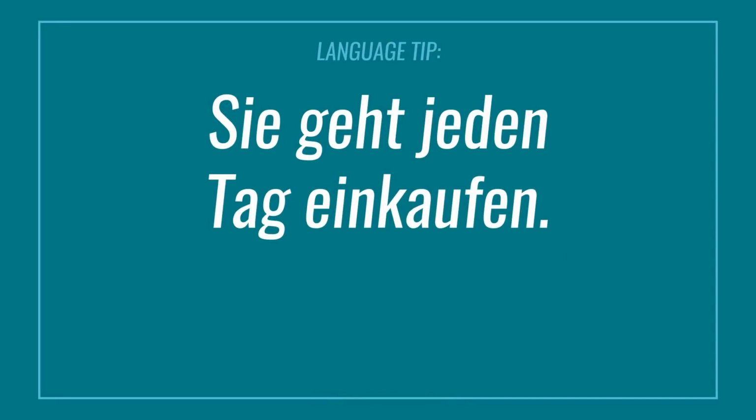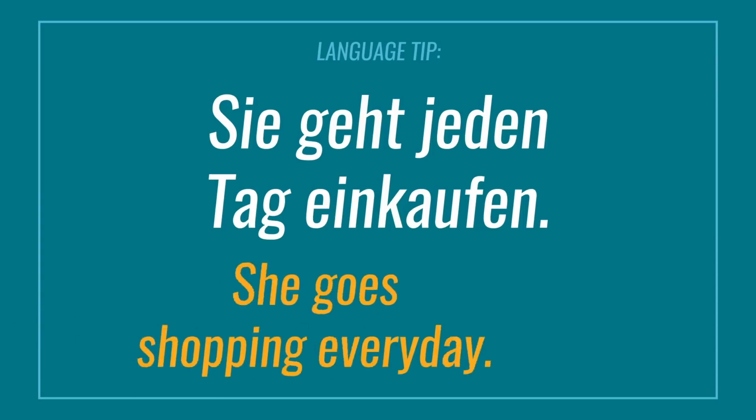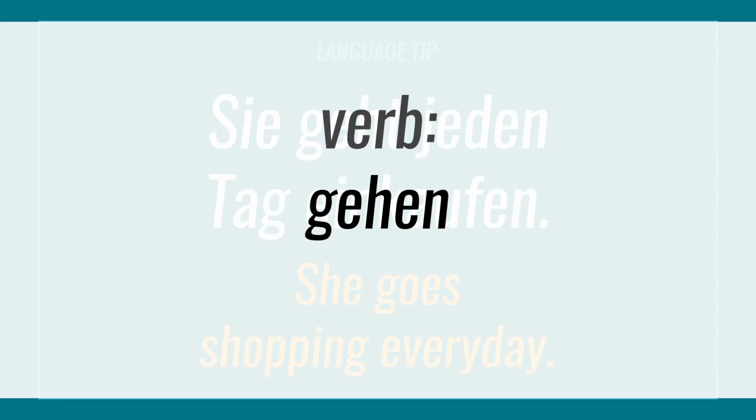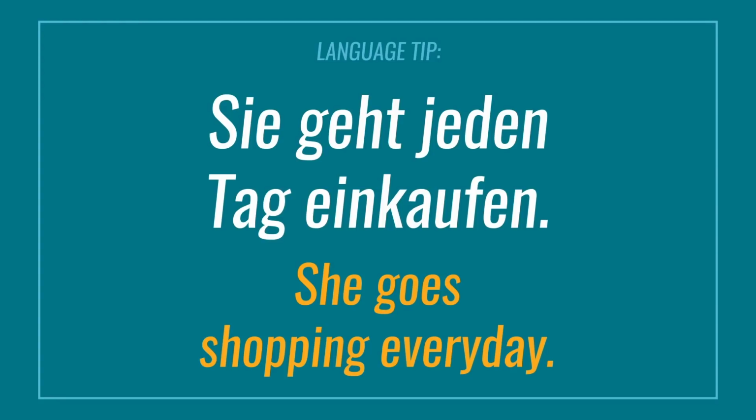Let's do some examples so that you can learn how to use capital Sie and lowercase sie correctly. In this sentence, sie geht jeden Tag einkaufen, which means she goes shopping every day. Sie is capitalized, therefore it means she. It's also at the beginning of the sentence. The third person singular geht is from the verb gehen, which means to go, so there is no confusion that the proper address is she.